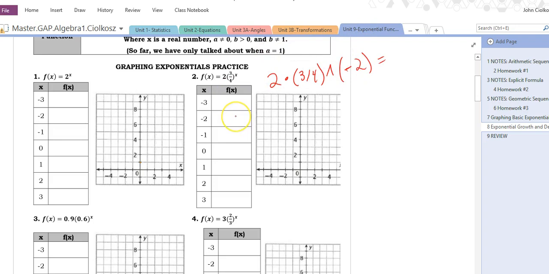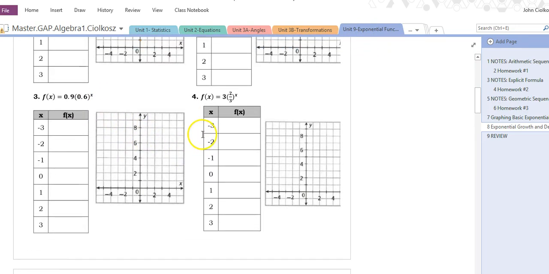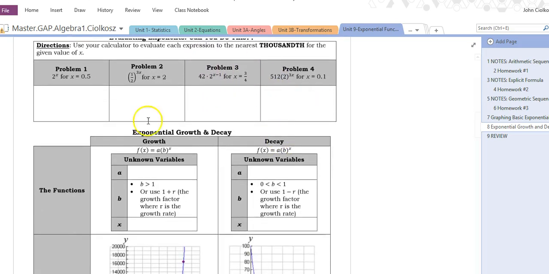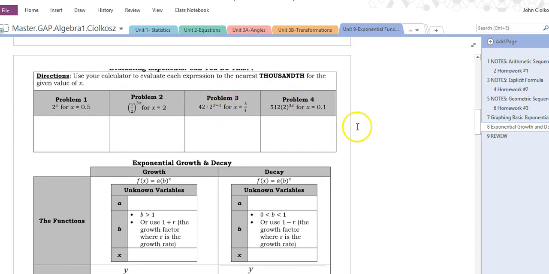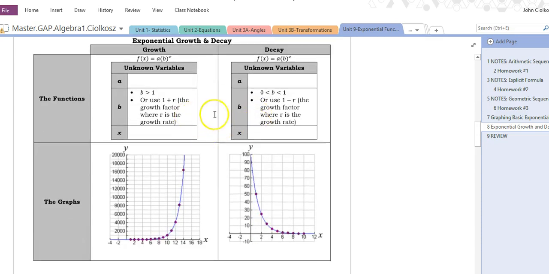GeoGebra, answer. So not a whole lot different here. Decimals, same thing. So this would be 0.9 times 0.6 up to, if I want to do -3, -3. GeoGebra, answer. So not a whole lot different there. Again, same thing here, this is just typing stuff into GeoGebra, so we should be able to complete these. Here's just some more visuals, so the growth going up, decay going down.